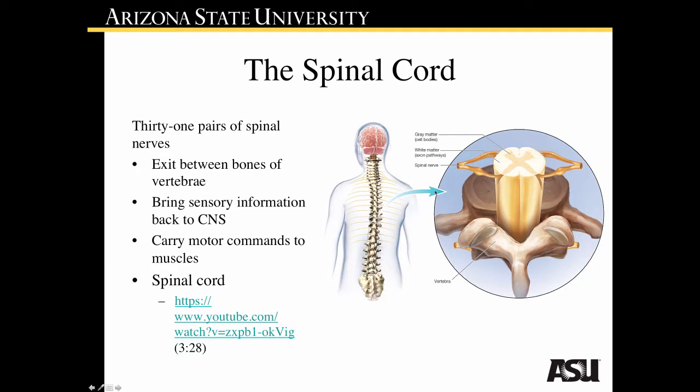So first, as we mentioned, we'll talk about the spinal cord. The spinal cord includes 31 pairs of spinal nerves, which exit between the bones of the vertebrae, as you can see here. And these bring information back to our central nervous system, as well as carry motor commands out to muscles. Those are sort of the main functions of our spinal cord.